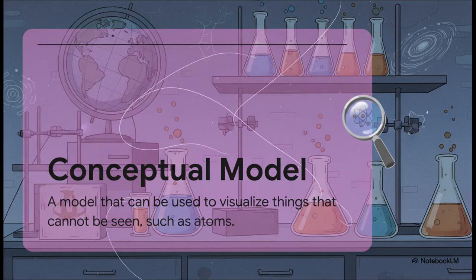Next, there are conceptual models. Now, these are the ideas or diagrams that help us picture things we can't physically see, like the structure of an atom or how energy flows through an ecosystem. The formula H2O is a perfect example, right? It's not actually water, but it's a super powerful concept that tells us exactly what a water molecule is made of.